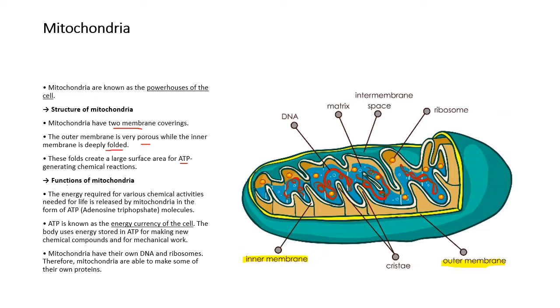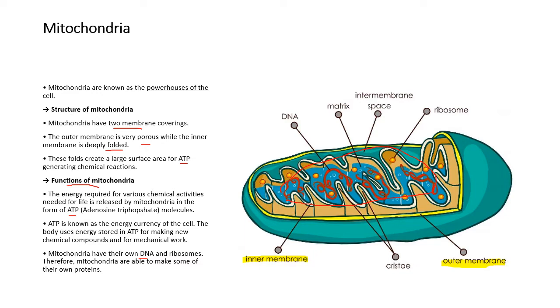So what are all the functions of mitochondria? The energy required for various chemical activities needed for life is released by mitochondria in the form of ATP, adenosine triphosphate molecules. This ATP is known as the energy currency of the cell. The body uses energy stored in the ATP for making new chemical compounds and for mechanical work. Mitochondria have their own DNA. You can see in the diagram, it has its own DNA and ribosomes. Therefore, mitochondria are able to make some of their own proteins.